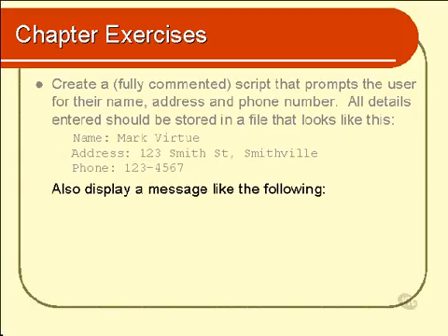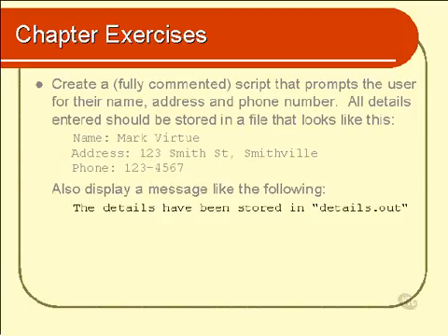Finally, when the program has completed, display a message on the screen. This is on the screen, not in the file this time, and it looks like this: The details have been stored in "details.out". You don't have to call the file details.out, you can call it anything you like, but what I would like to see in your output message is those little double quotes surrounding the file name, just to see if you were paying attention when we were talking about special characters. That is a little bit tricky, that bit.